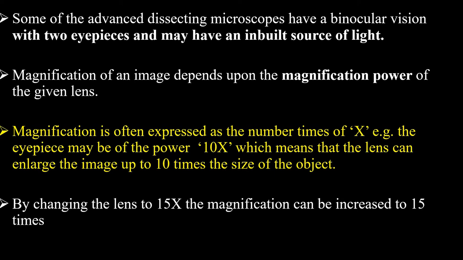Magnification of an image depends upon the magnification power of the given lens or lenses which are to be used. Magnification is often expressed as the number of times, or x. For example, the eyepiece may be of the power 10x, which means that the lens can enlarge the image 10 times the size of the object. If it is 20x, it is 20 times the object. By changing the lens to 15x, the magnification can be increased to 15 times the size of the object.